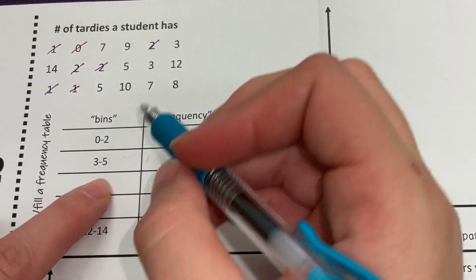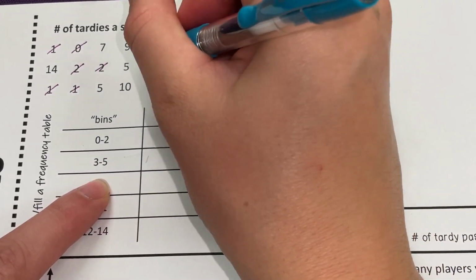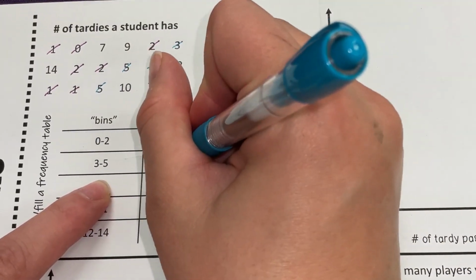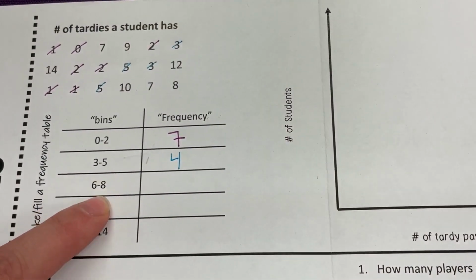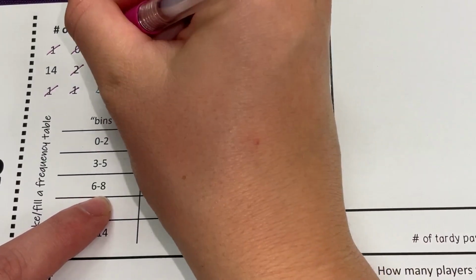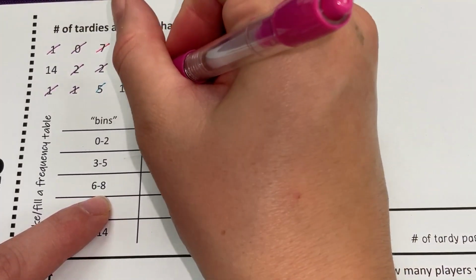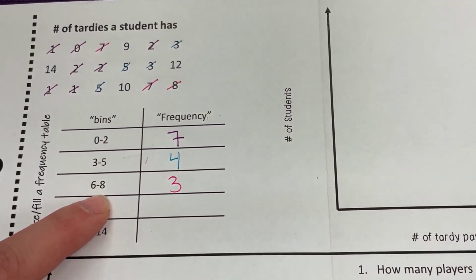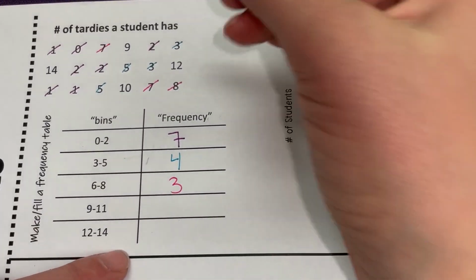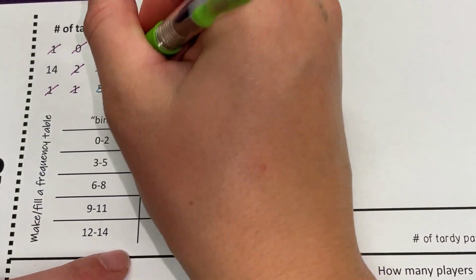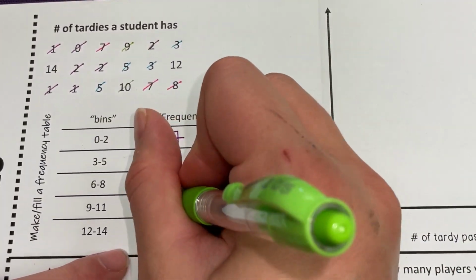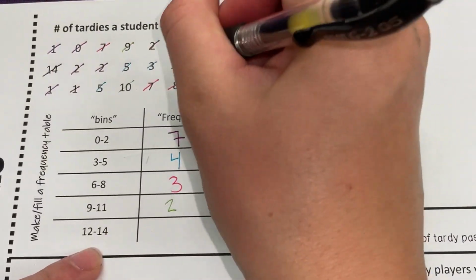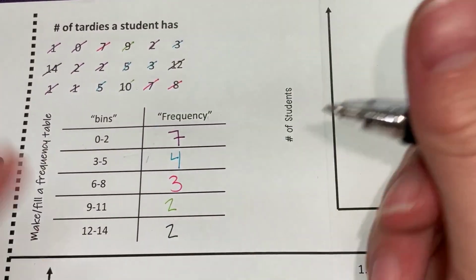Let's look at 3 to 5. So we got 1, 2, 3, 4. And that's it. So there's only 4 of these guys. 6 to 8. 1, 2, 3. There's 3 of these guys. Very good. And then we got 9 to 11. 1, 2, and that's it. And then we have 12 to 14. 1, 2. All right.